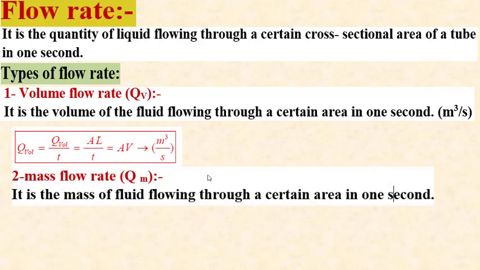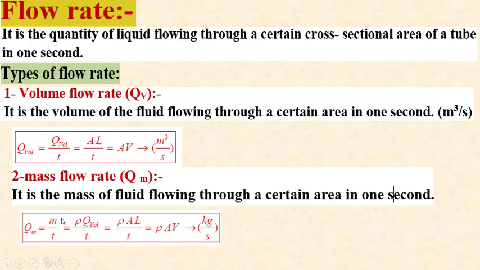The second type of flow rate is mass flow rate, which is known as QM. It means the mass of liquid or fluid flowing through a certain area in 1 second. So QM equals mass over time, but from the previous you know that mass equals density rho multiplied by volume. So it will be rho QV, or rho A L over T. L over T is velocity, so it will be rho A V. The measuring unit is kilogram per second.